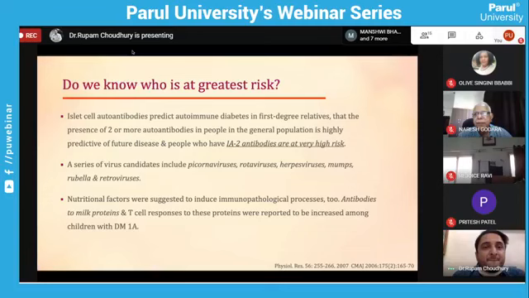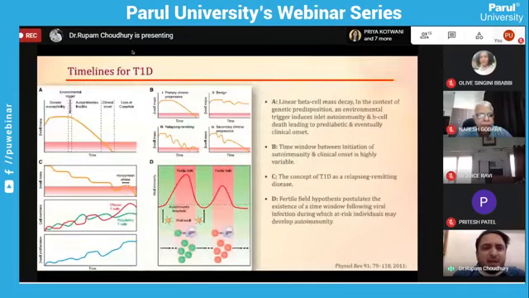This is again the timeline for type 1 diabetes. We are not going into detail. This depicts how insulin production decreases, and it is not a linear line but a zigzag line. Sometimes the insulin production increases, again it decreases, and the patient may have a honeymoon phase, as it is called, where the beta cell starts secreting more insulin, but eventually it goes down and the patient lands up in severe hyperglycemia.